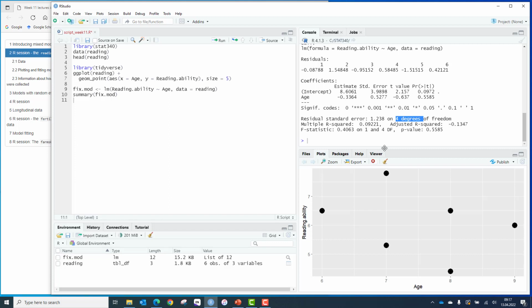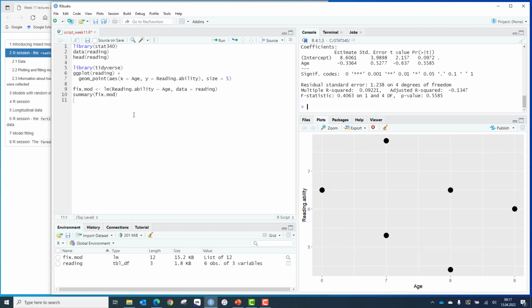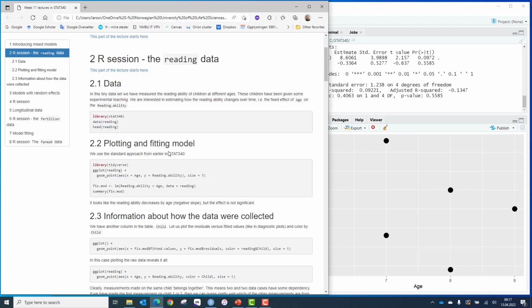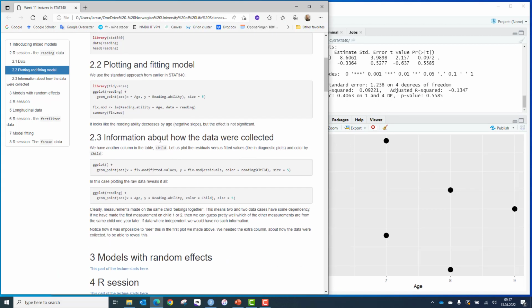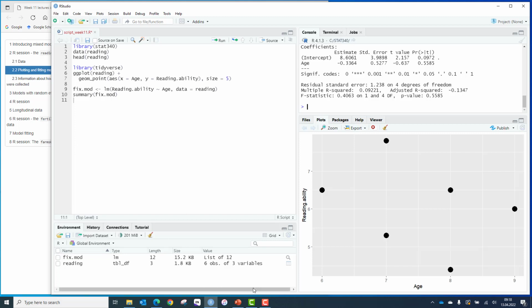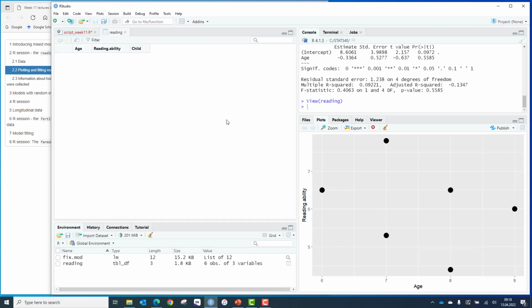So this is the conclusion from fitting the standard linear regression model to this dataset. However, there is another column in this table. If we click it open here, you will see that there is a third column here that we didn't use now, and that's called child.